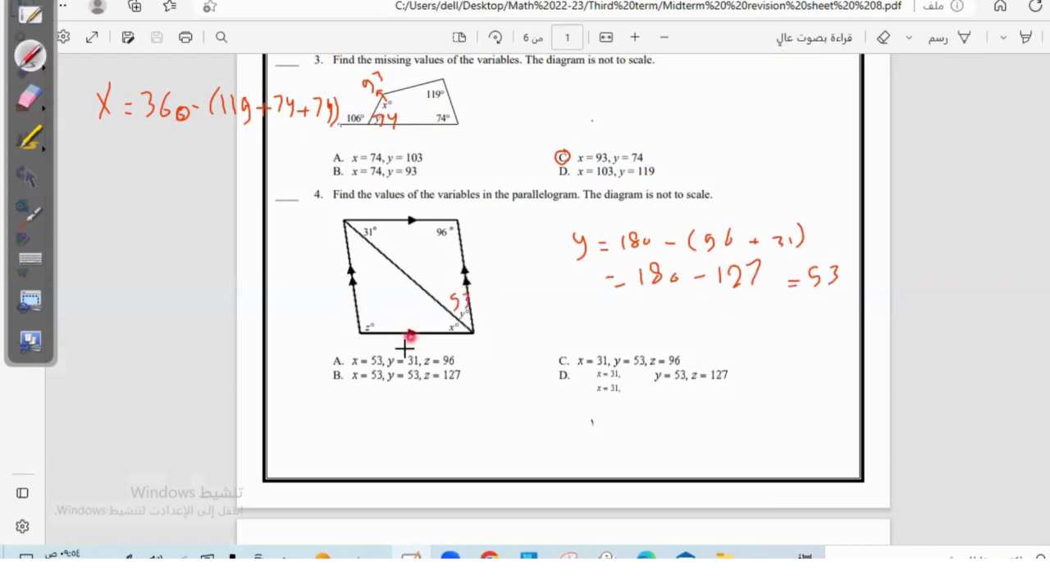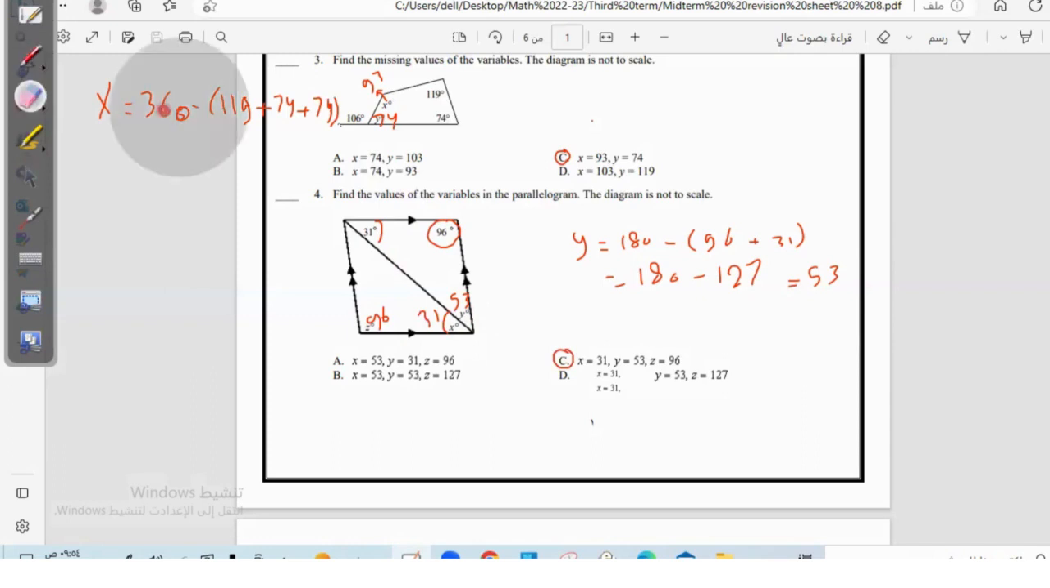Now, teacher, how to find this? This shape is a parallelogram. This angle is 96, so this angle is going to be 96. So Z equals 96 and Y equals 53. What about X? This angle and this angle are interior angles, so this one is 31. So angle X equals 31, angle Y equals 53, angle Z equals 96. So the correct answer is going to be C.